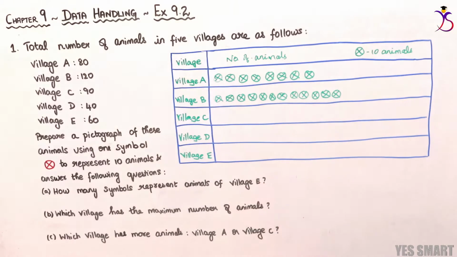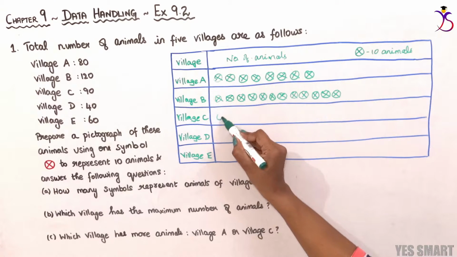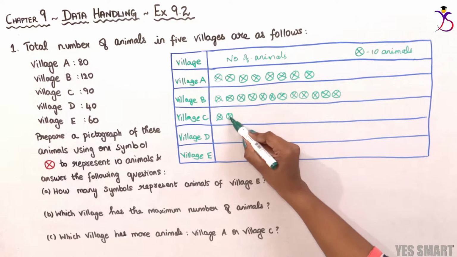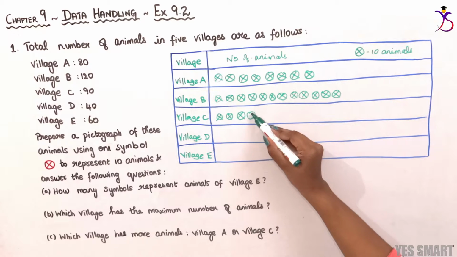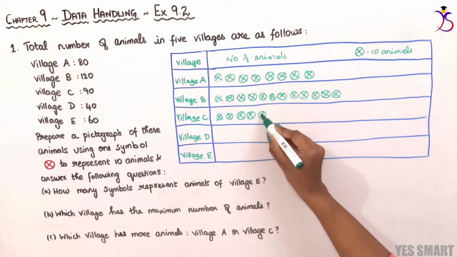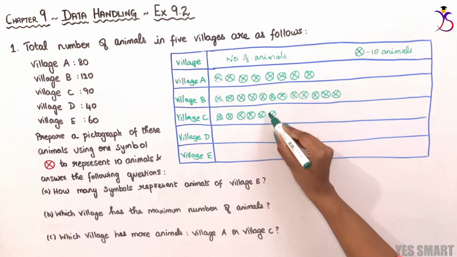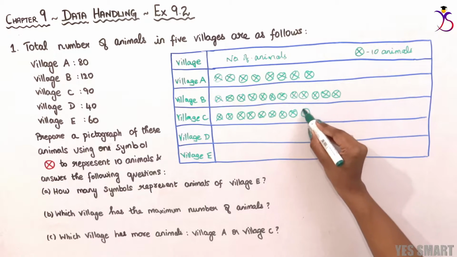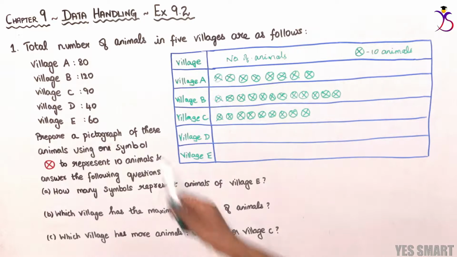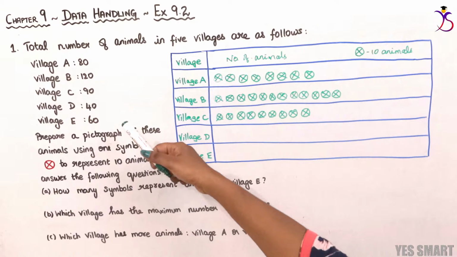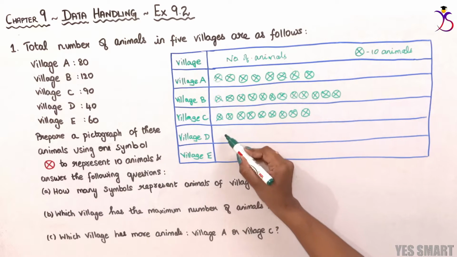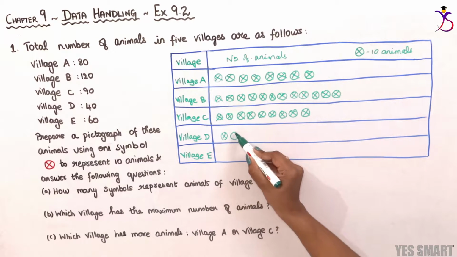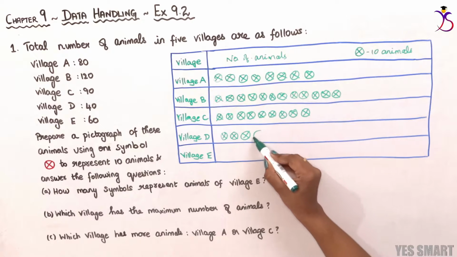Now village C has 90 animals. 10, 20, 30, 40, 50, 60, 70, 80 and 90. Now village D has 40 animals. 40 divided by 10 is 4. So we need to draw 4 symbols. 10, 20, 30 and 40.